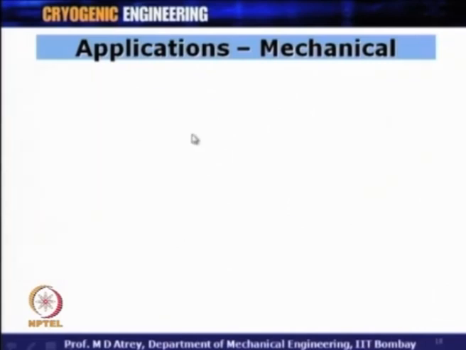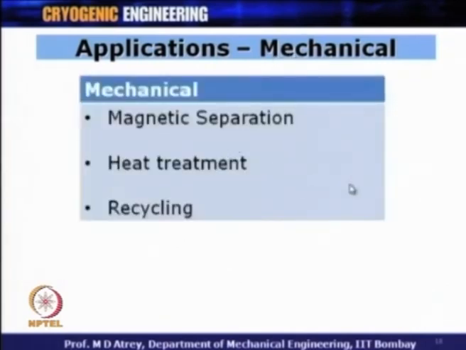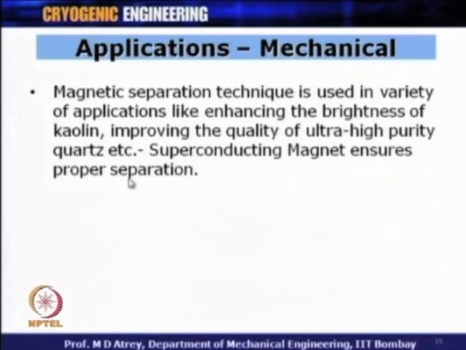If I move away from space, I go to mechanical engineering now, wherein the applications of cryogenic engineering are in magnetic separation, heat treatment of different materials, or recycling of certain materials. There are various applications, but I will touch upon only 3 of these aspects in this particular lecture. What is magnetic separation? The magnetic separation technique is used in a variety of applications like enhancing the brightness of kaolin, this is the clay, improving the quality of ultra high purity quartz, etc. What we use is a superconducting magnet, which ensures proper separation.